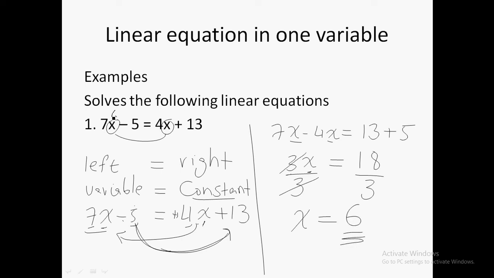If I write here 6 and 6, because they are equal, 7 times 6 is 42, minus 5 is 37. 4 times 6 is 24, plus 13 is 37. 37, which is the left side, is equal to the 37, which is the right side. That's the meaning of an equation. Right, the next example. Before the next example, let us translate.